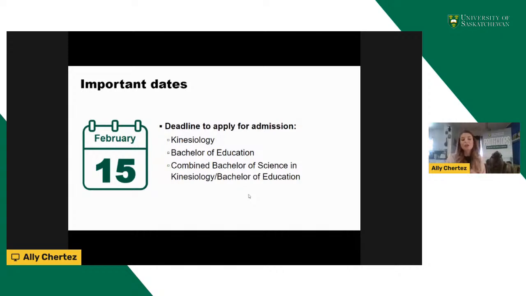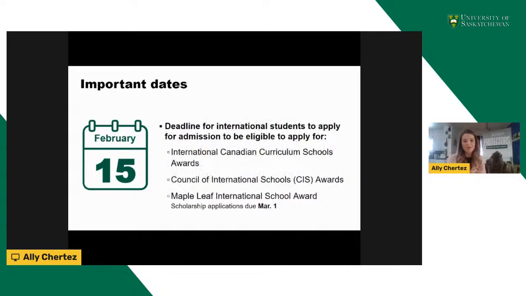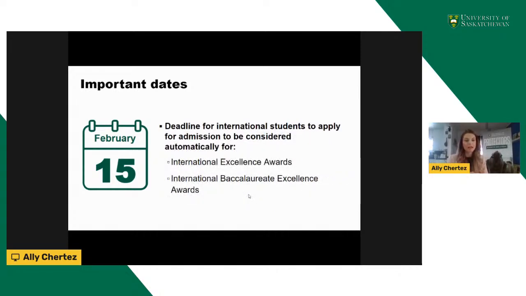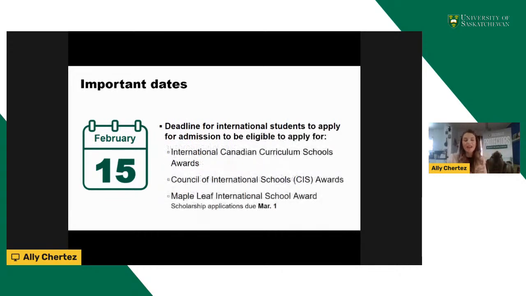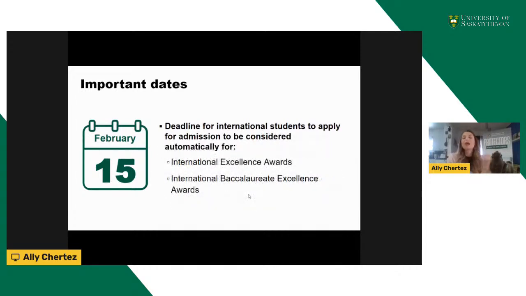And February 15th is actually also the regular admission deadline for these competitive programs that are listed here. So February 15th, you want to apply by February 15th, no matter what, okay? And there it is. It's also the deadline for international students to apply for admission in order to be eligible to apply for these international scholarships here. Now, another really, really important deadline, the other international student scholarships. So we have the Canadian Curriculum Schools Awards, the International Schools Awards, the Maple Leaf, but also the International Excellence Awards, the International Baccalaureate Excellence Awards. Again, to be eligible to apply for these or to be considered automatically for these, my apologies, you want to have applied for admission to any direct entry program by February 15th.